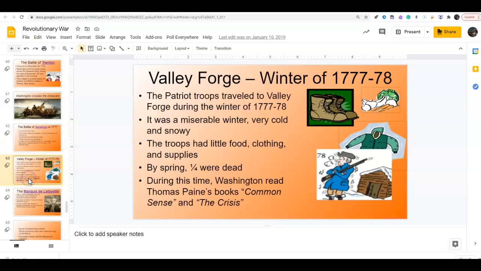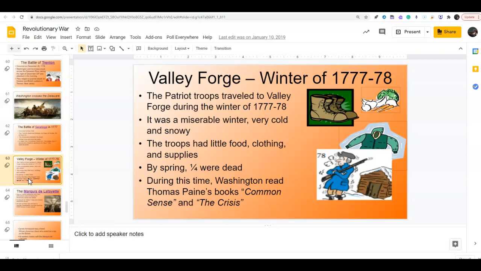Now, I mentioned winter camp. The worst winter during the Revolutionary War was the winter of '77 going into '78. And at one camp was Valley Forge, where many of our soldiers died as a result of either freezing to death or starving to death. We were low on supplies. It was really cold. It was really snowy. Soldiers didn't have a lot to do. They were just really, really cold and didn't have a lot of food.